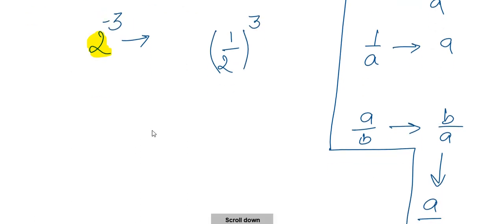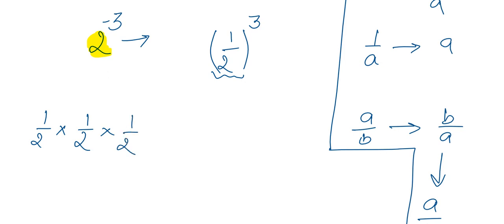So 2 raised to the power minus 3 turns into half raised to the power 3. Are you getting it? Now my base is half. The general thumb rule also applies here: multiply base exponent times. Exponent is 3, so I would be multiplying my base 3 times. Half multiplied 3 times gives 1 cross 1 cross 1, which is 1 only, and 2 cross 2 cross 2 in the denominator. So it yields 1 upon 8 as my answer. Clear enough?